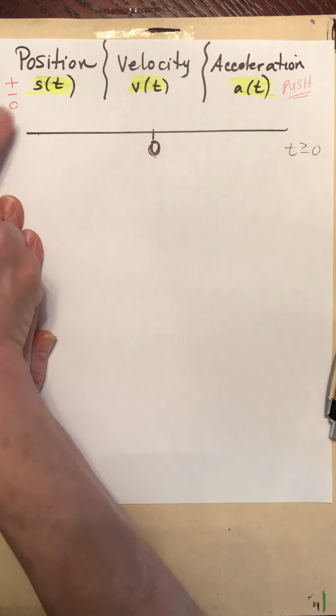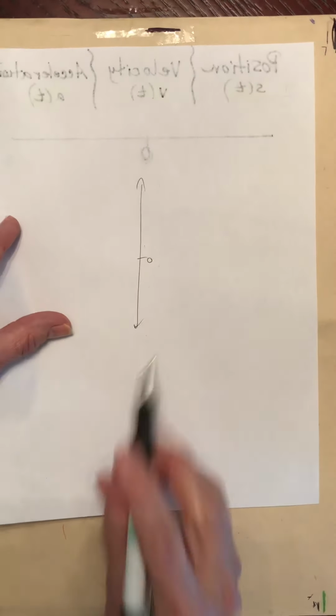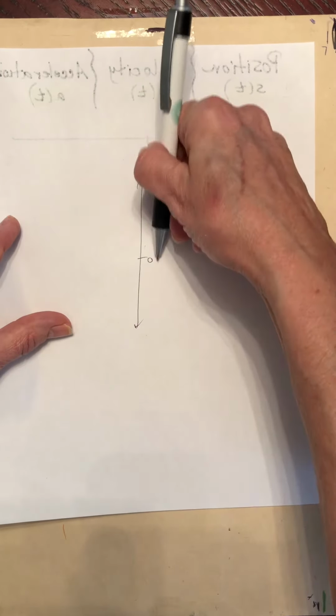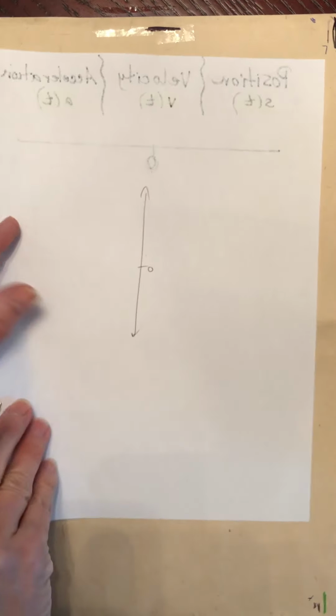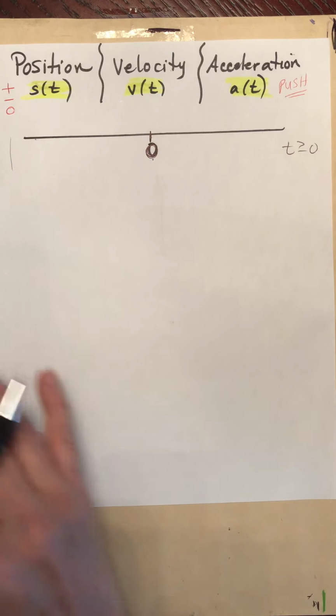I could have had a vertical axis actually. I could have done it this way. And if this is my reference point, this would be positive position, negative position. Positive velocity, negative velocity. Positive acceleration or push, negative push. But for most of your questions, you'll be talking about moving along this line. So we'll go with that as our start.